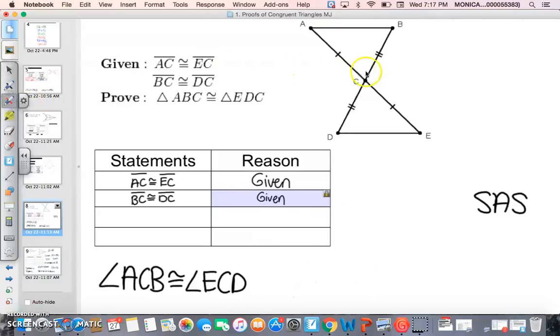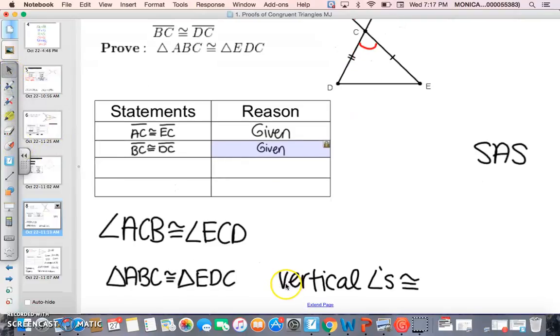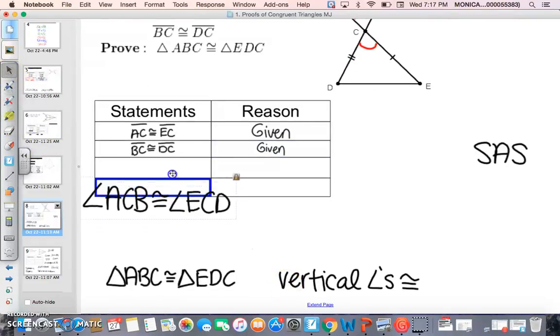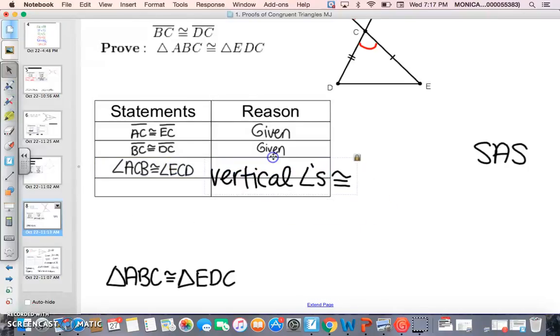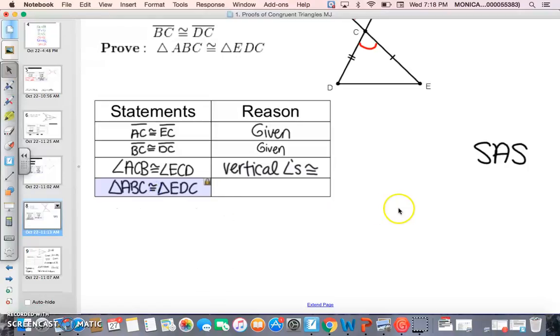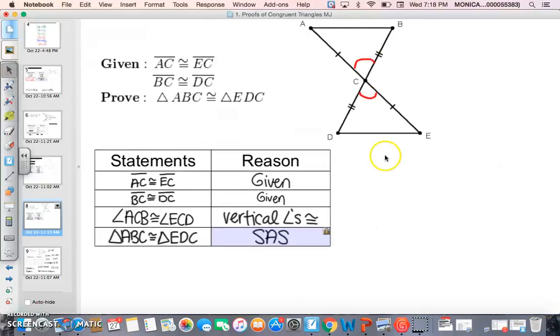Well, I see these 2 lines crossing right here and making an X. So I can say for certain that these are vertical angles. All right, so where are they? There they are. Angle ACB is congruent to ECD because vertical angles are congruent. And I can say these 2 triangles then are congruent because I have a side, then an angle, then a side. So it'd be side, angle, side.